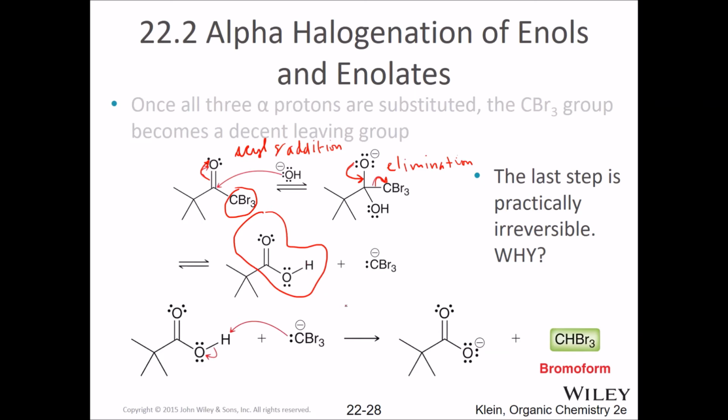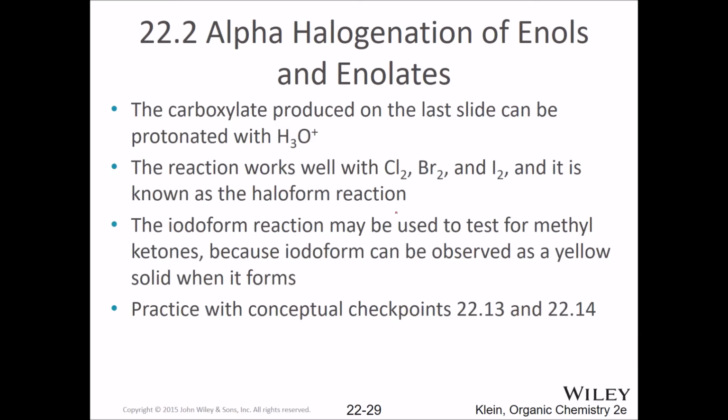Okay? Now, this haloform is going to deprotonate that, of course, right? And we'll be left with, boom, carboxylate. All right? So we chase that with acid. And we're done. Now, the reaction works well with chlorine, bromine, and iodine. It is known as the haloform reaction. I'm not so familiar with this reaction that I call it like that all the time. I'm not sure what I'm going to call it in class.